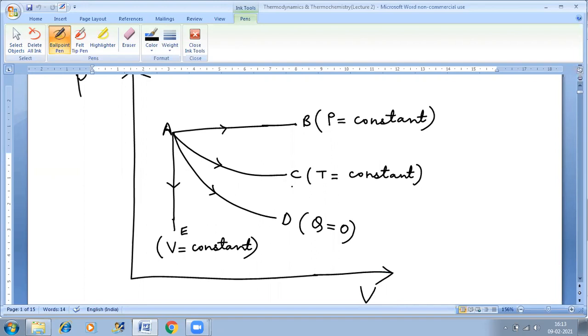Now AC, it's a curve, and temperature is constant along AC. So I can say it's a process where temperature is constant, and such a process is called isothermal process.